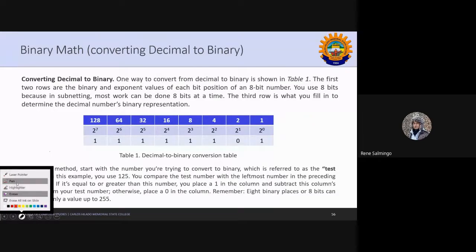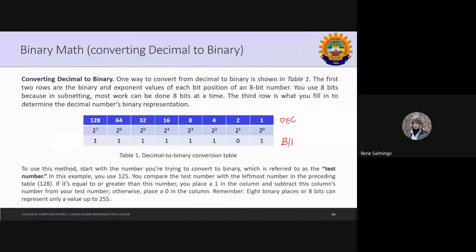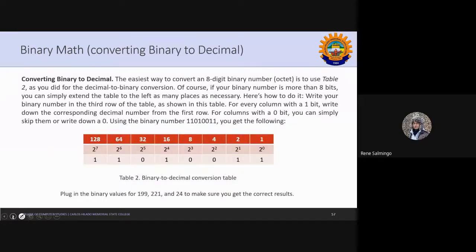We are referring to this one is decimal to binary. So this is decimal, and these are your binary equivalent. Okay. And for the next slide, we have the binary. This is reverse on the decimal.